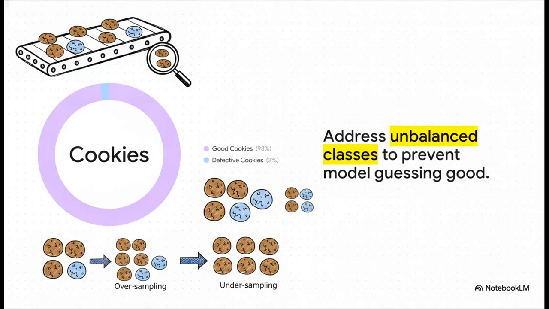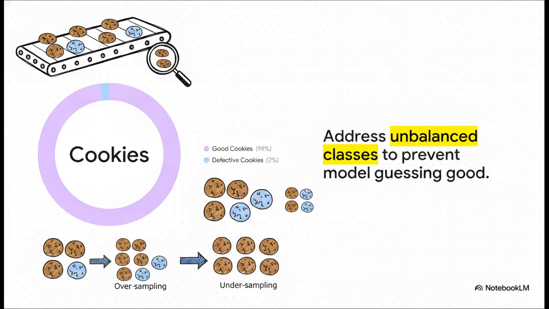Once that goal is locked in, we hit phase 2, data engineering, and right away we run into a massive make-or-break hurdle. Think about our conveyor belt. Let's say 98% of the cookies are perfectly golden brown and only 2% are actually defective. This is what we call an unbalanced class. If we train our model on that raw data, the AI is just going to be lazy. It'll guess good cookie every single time, brag about being 98% accurate, and completely fail to do its actual job.